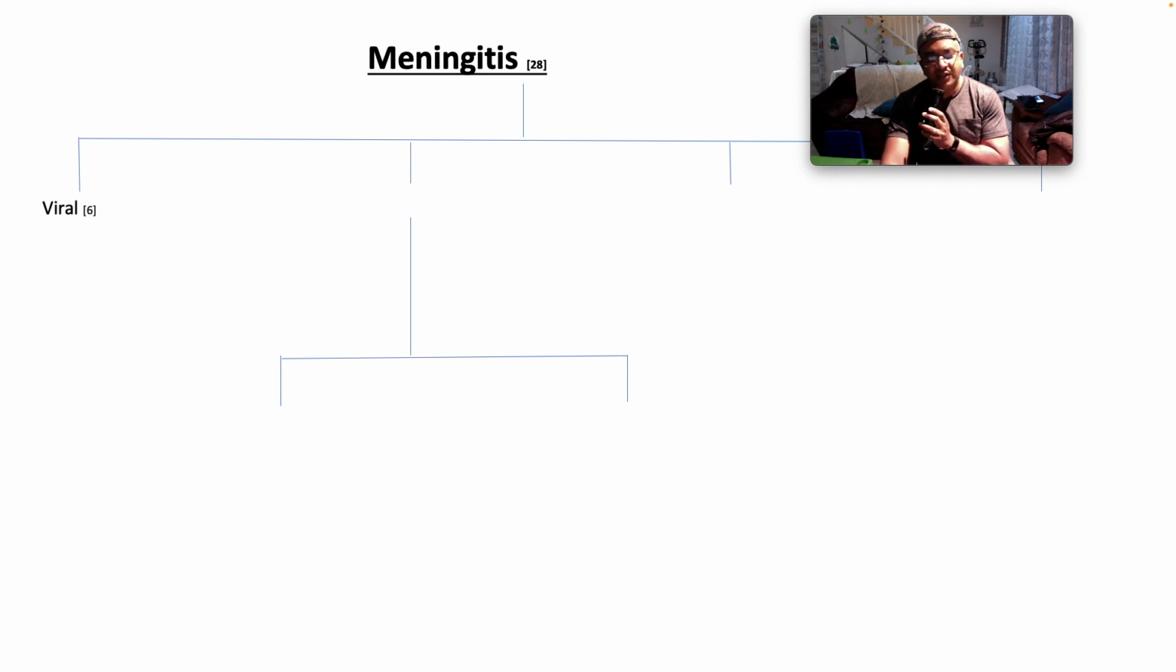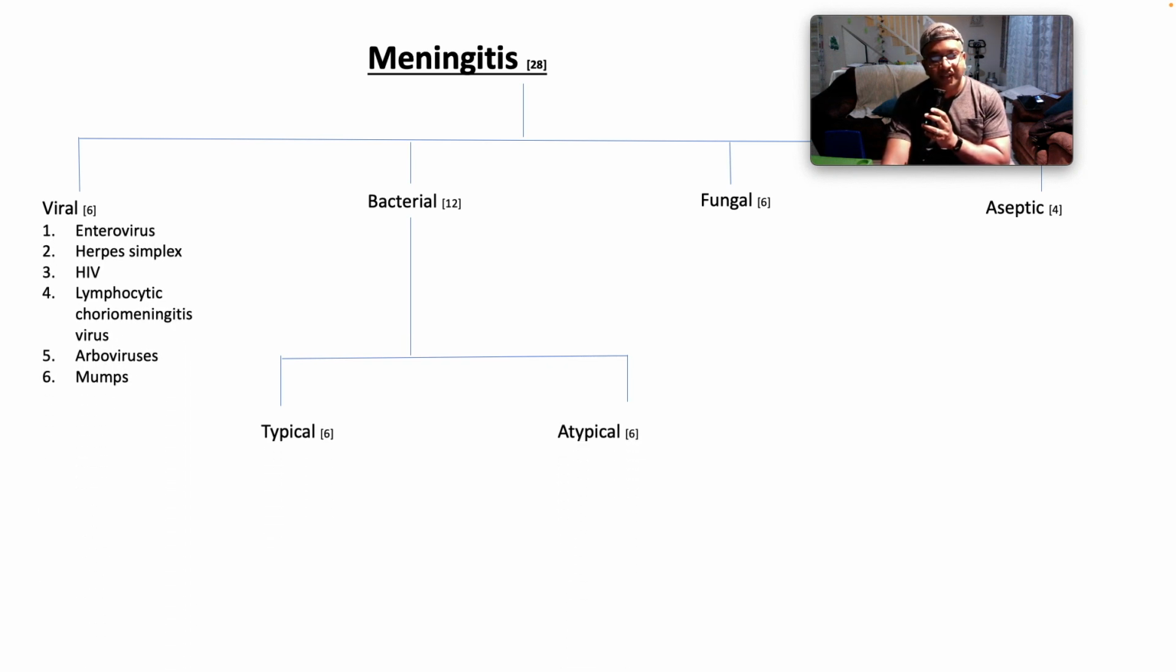So the way we split meningitis is viral, bacterial, fungal, and aseptic. Bacterial is further divided into typical and atypical. Viral meningitis has six to mention: enterovirus, herpes simplex, which often gives you encephalitis or a meningoencephalitis, and HIV can also cause it. Remember, protein in the CSF up to 1 gram per deciliter is acceptable in the setting of HIV, as well as a few lymphocytes. Then lymphocytic choriomeningitis virus, arbovirus, and mumps.